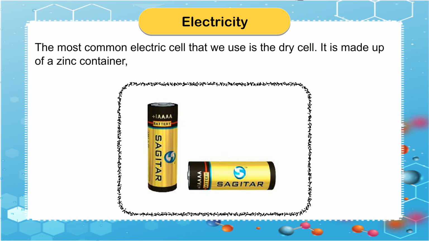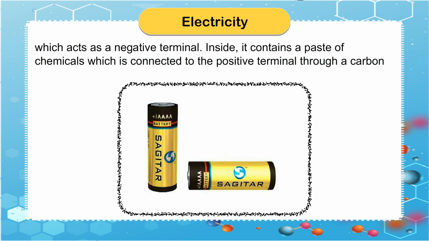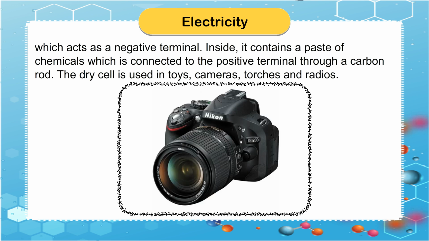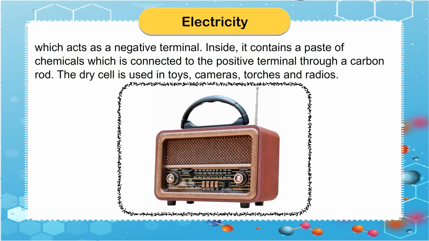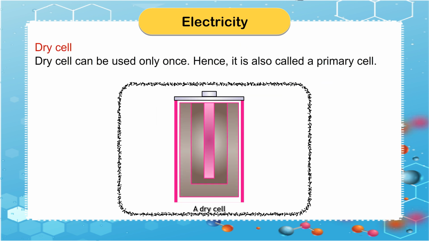The most common electric cell that we use is the dry cell. It is made up of a zinc container, which acts as a negative terminal. Inside, it contains a paste of chemicals which is connected to the positive terminal through a carbon rod. The dry cell is used in toys, cameras, torches and radios. Dry cell can be used only once, hence, it is also called a primary cell.